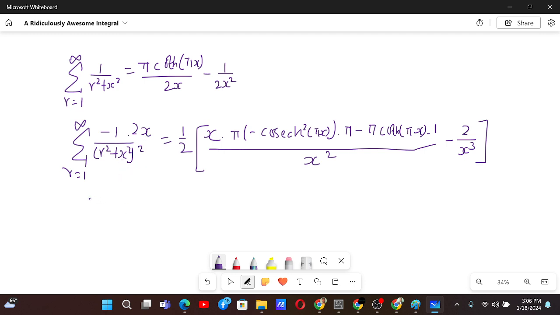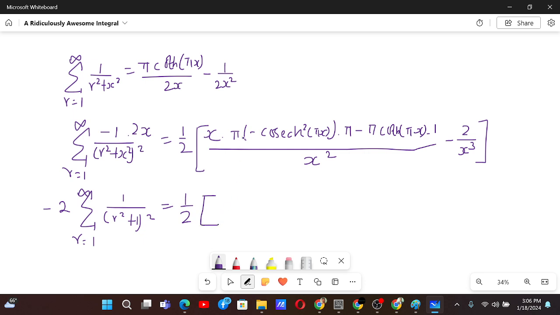So now what we can do is we can just put x as 1 and then we'll get the sum. So r equals 1 to infinity, we can just take the 2 out and put x equals 1, that gives us minus 2 outside, 1 by r square plus 1 whole square equals 1 by 2.